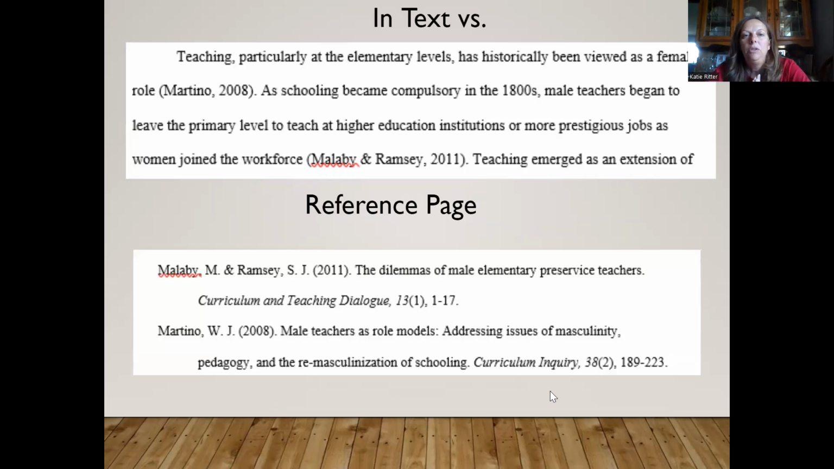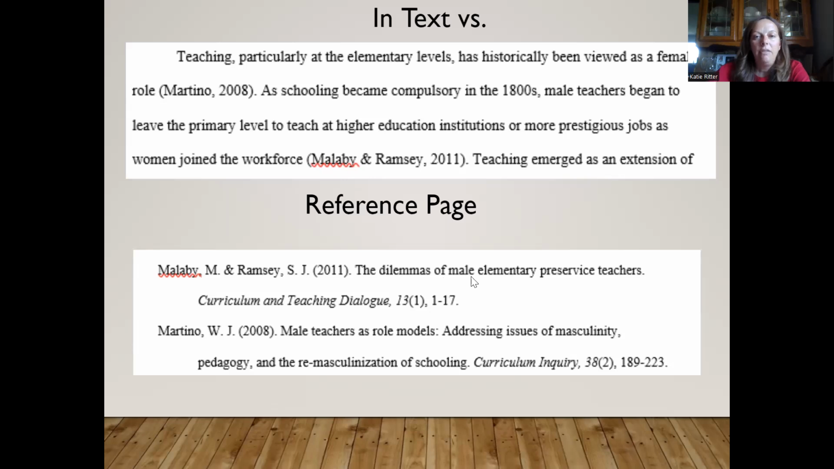So here are some differences between in-text citations versus the citations that you would have on your reference page. So Martino and Malaby and Ramsey are both cited in text within the same paragraph. So this is what it looks like in text: Martino, 2008, Malaby and Ramsey, 2011. If you look at my reference page entry though, you can see on the reference page, we have a lot more information. We have both of the authors' last names and their first initials. We still include the year that the study was published.